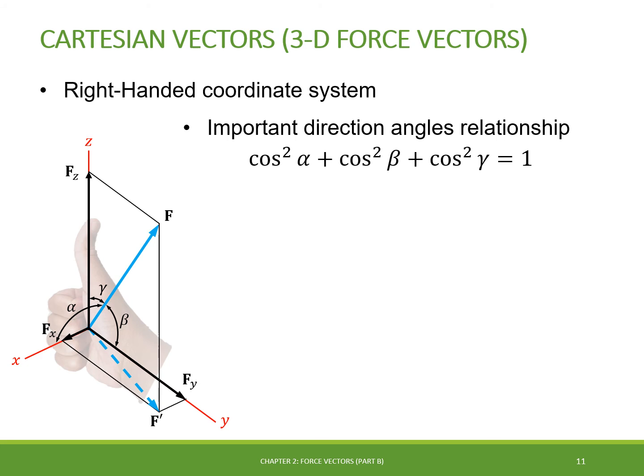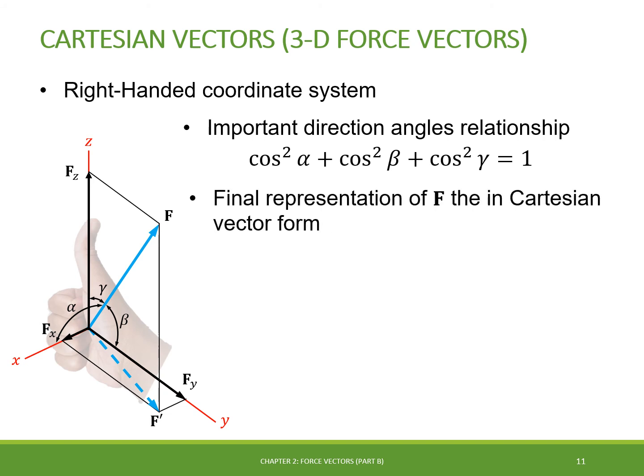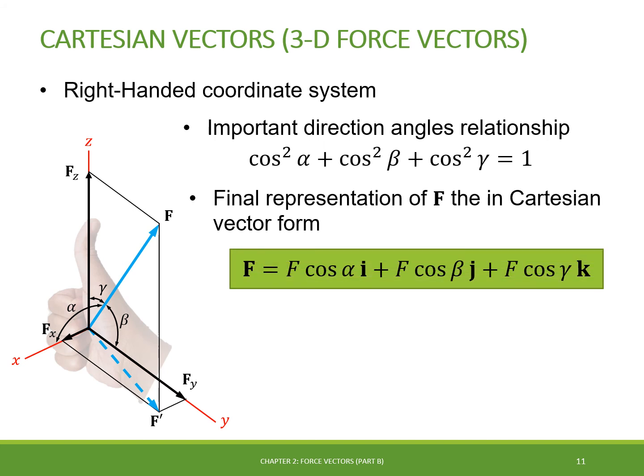Because of the nature of these three direction angles, this important relation among their cosines can be formulated. The advantage of having this equation in hand is that if two of the angles are known, then we can get the third one. Finally, if the magnitude and direction angles of F are known, then we can express F through this Cartesian vector form.